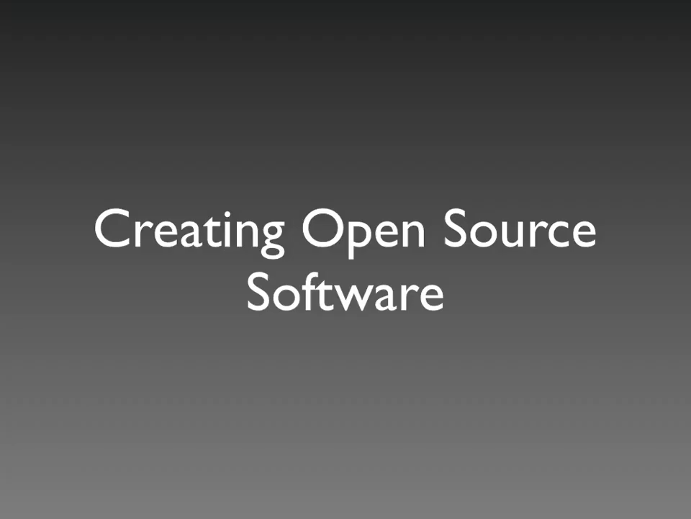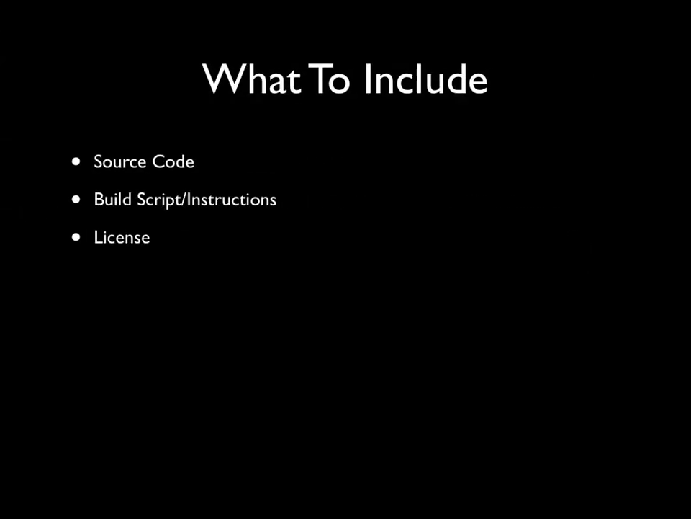Okay, so, creating open source software. As a minimum, this is what you really need to put in your repositories: whatever source code it is, some build script or instructions if it's necessary. Sometimes it's just a simple PHP script that doesn't really need to be built. And then a license. The license should go in a file called just LICENSE or LICENSE.txt. If you don't put a license in there, it defaults to copyright, so you've got to be careful with that.